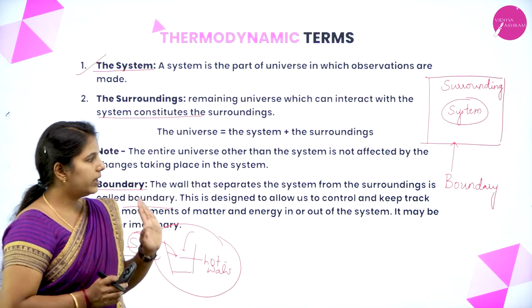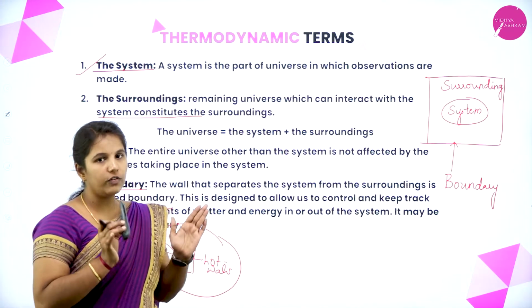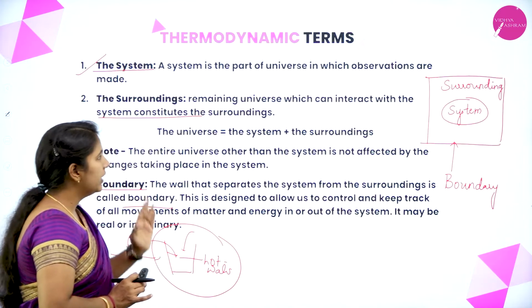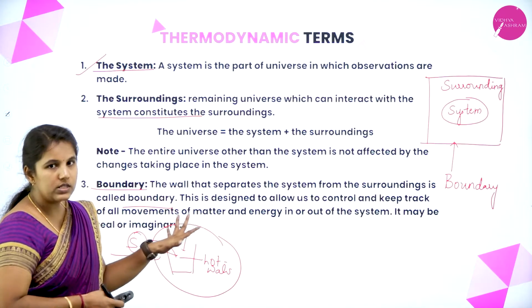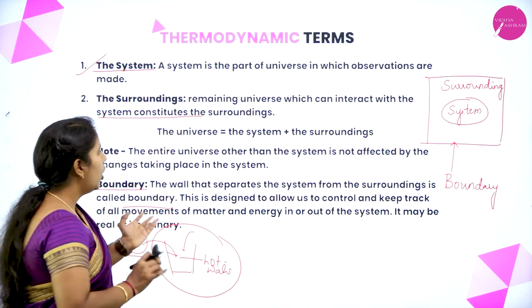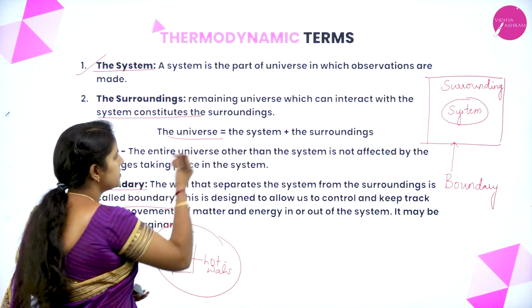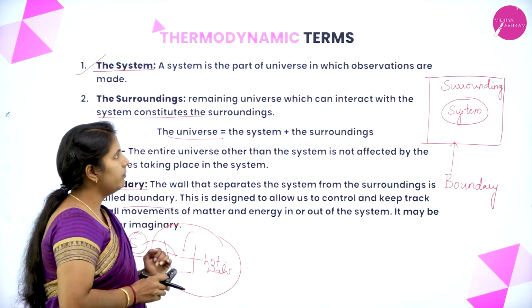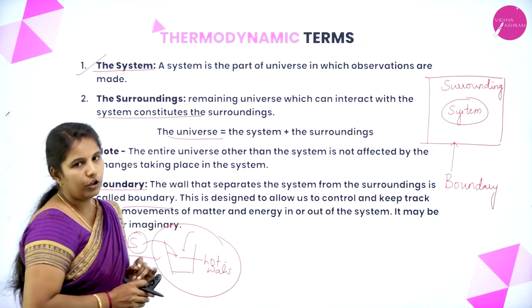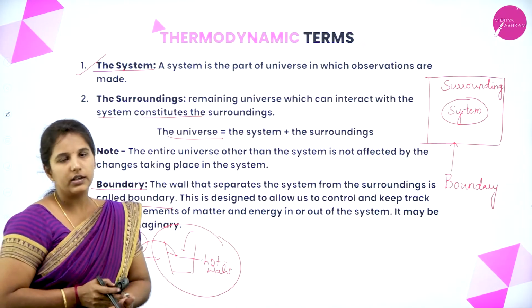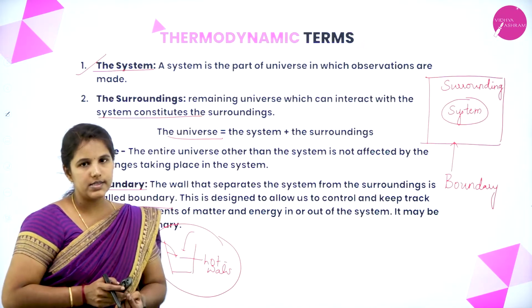Remember, a boundary is an imaginary line which always separates the system from the surrounding, whereas a surrounding is the remaining universe which always has an interaction with the system. Or you can say that the universe is nothing but system plus surrounding. Coming to the system, it is a part of the universe where you are going to do all the observation.